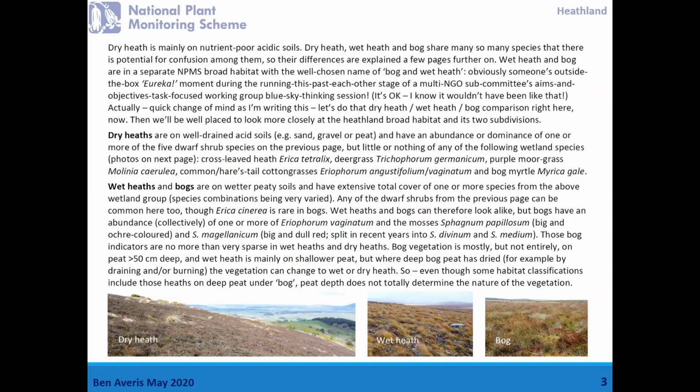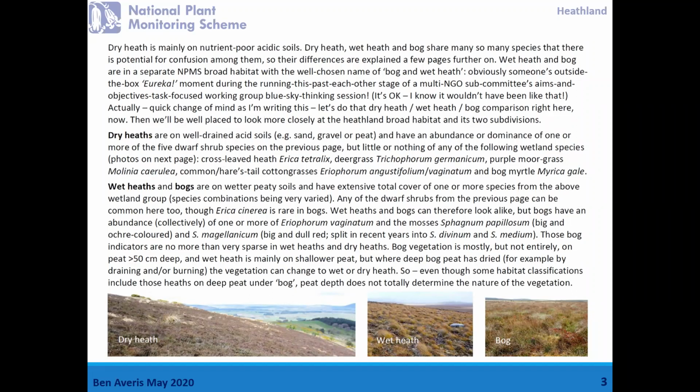We've got dry heaths. It's handy to understand from an early stage how to distinguish a dry heath from a wet heath, and also, funnily enough, from a bog, because bogs can be just as heathy as wet heaths or dry heaths. And what we have is a group of other species that we'll see when we go on to the next page in a wee while. And it's very handy to keep those in mind when we're looking at any kind of heath vegetation, because the other group of species we're going to see soon are species of wetter places. And if we get a lot of those in there, then we're looking at wet heath or bog. And those other species are cross-leaved heath, deer grass, purple moor grass, cotton grasses, and bog myrtle.